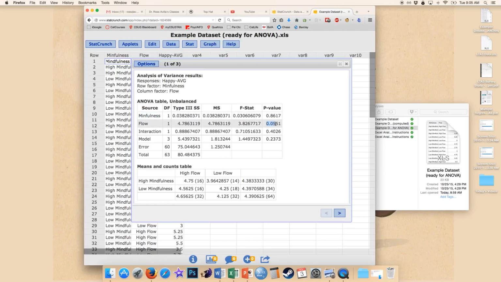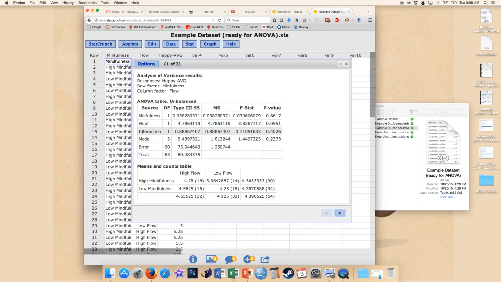Whereas for flow, this is actually very close. Let's just say, for the sake of argument, that this was significant. It would actually have to be 0.054 for it to be significant, because this would round up to 0.06. But this is very close. So in this case, we might say, for example, that flow does have a main effect on happiness if this was a little bit lower.